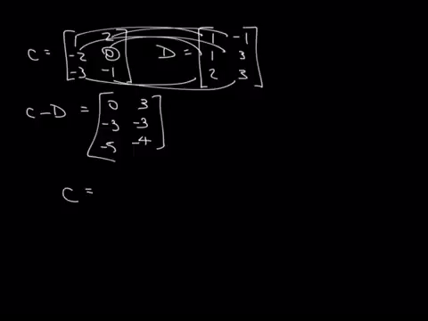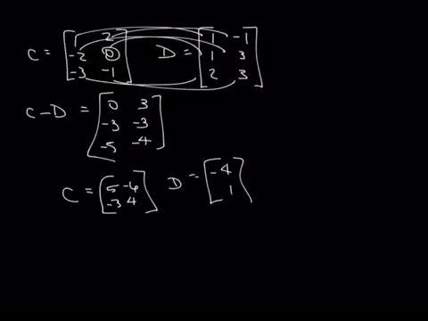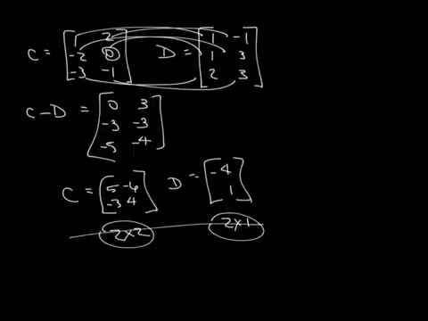Okay? Notice the B part of this example too. It has C equals 5, -6, -3, 4. And then it has D equal to -4, 1. So this one here is a 2 by 2, and this one is a 2 by 1. They're not the same order. One's a 2 by 2, one's a 2 by 1, so it cannot be done. So you just say can't be done.